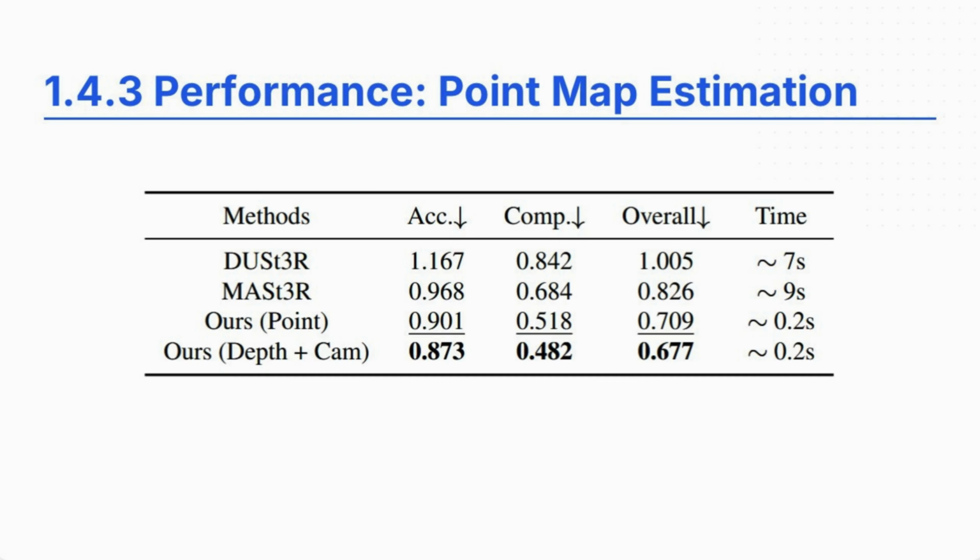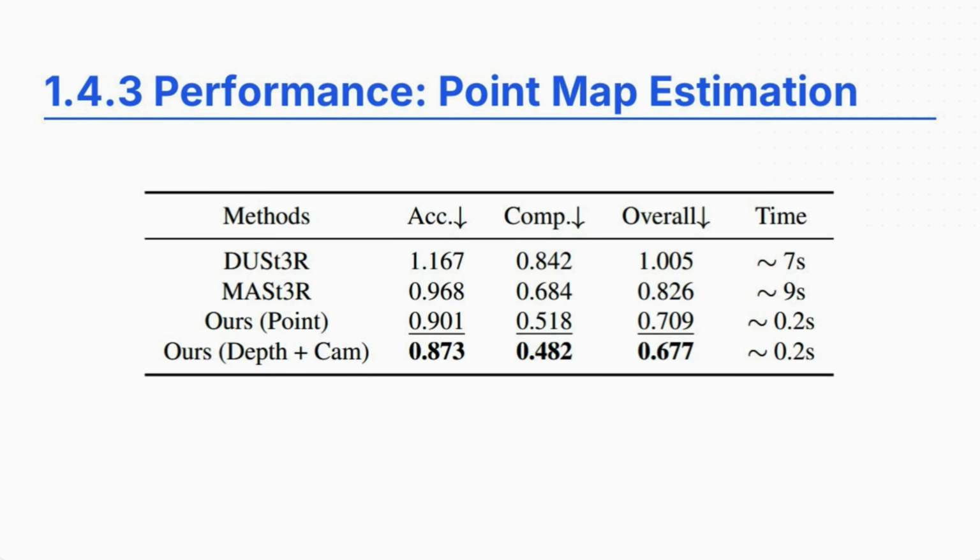This table shows point map reconstruction quality. DUSt3R scores 1.005, MASt3R 0.826, while VGGT improves to 0.709, and even 0.677 when combining predicted depth and cameras. Despite running in just 0.2 seconds, VGGT outperforms models that require global alignment. It also shows that reconstructing points from depth plus camera is even more accurate than predicting point maps directly, one of VGGT's key advantages.